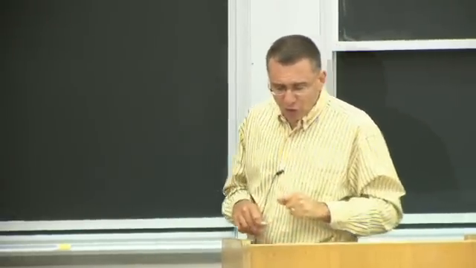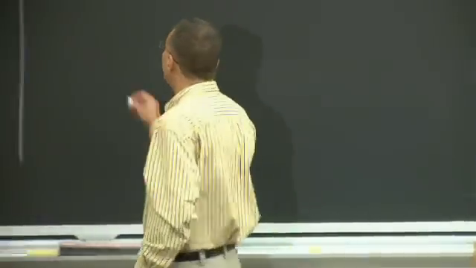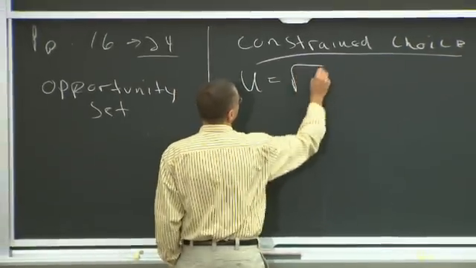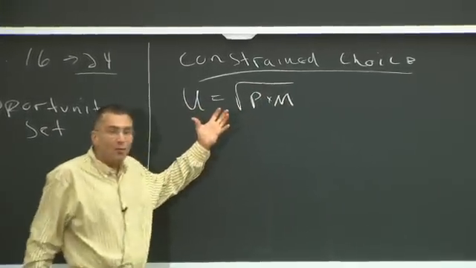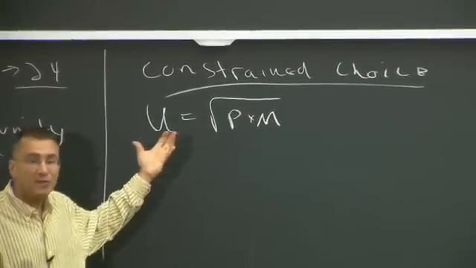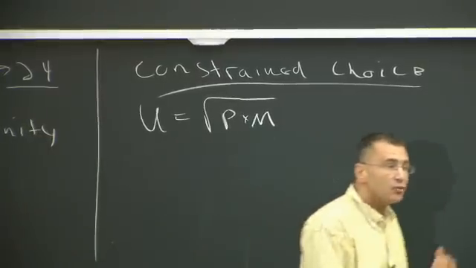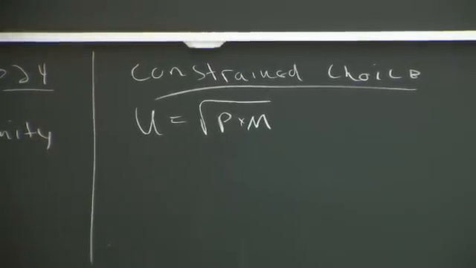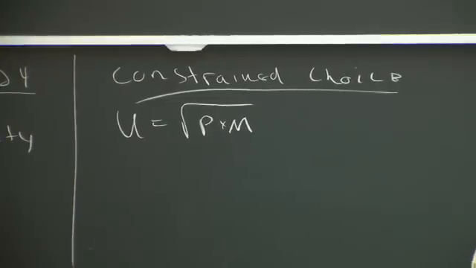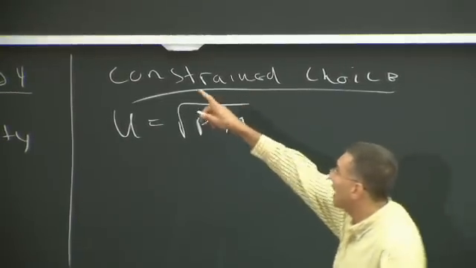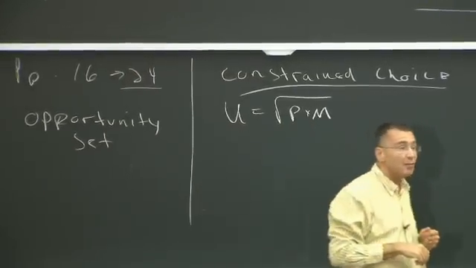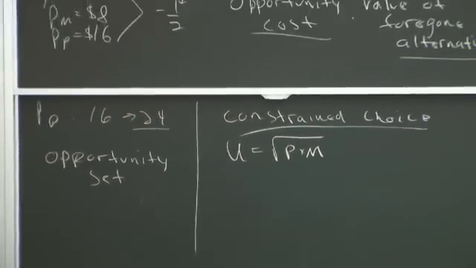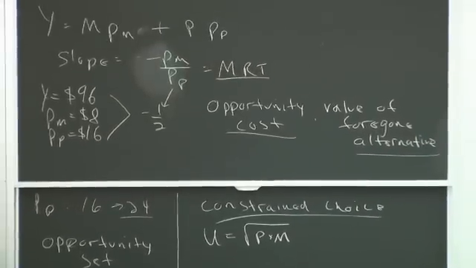So let's actually do an example. Let's imagine, as last time, your utility is the square root of pizza times movies. Once again, this has no fundamental meaning. It's just a mathematical representation of your preferences. And let's have the same budget constraint that we had before. Income is $96, the price of movies is $8, and the price of pizza is $16. Now let's go to the next graph.